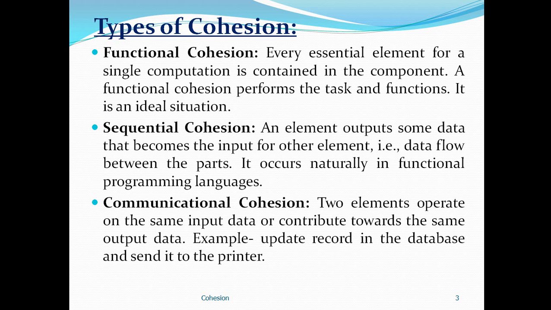Next we go to sequential cohesion. In sequential cohesion, an element outputs some data that becomes the input of another element, the flow between the modules. The data flows between the parts. It occurs naturally in functional programming languages.